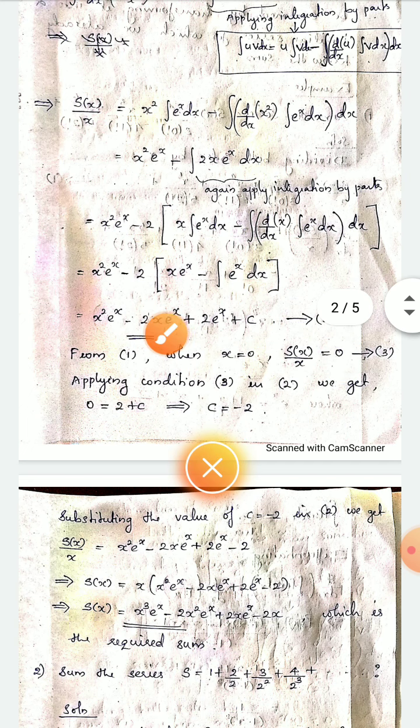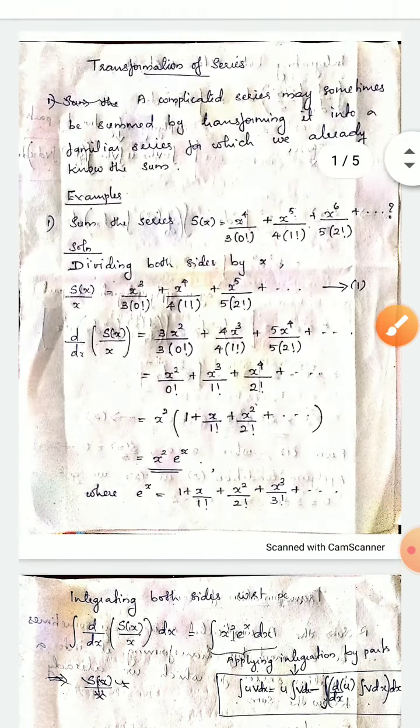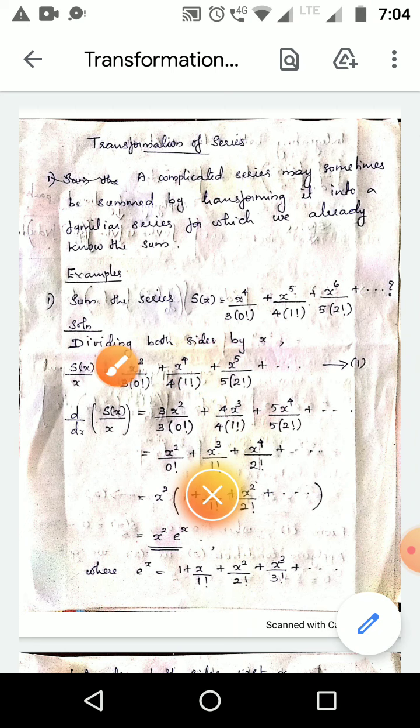Okay, that is x square e raised to x minus, multiply with this 2 inside. So minus 2x e raised to x, then minus 2 into minus, that is plus 2, and integral e raised to x is e raised to x. So plus 2 e raised to x plus c, constant of integration. Okay, this is given as equation number 2. And the first, when we divide s of x by x, it is given as equation number 1.